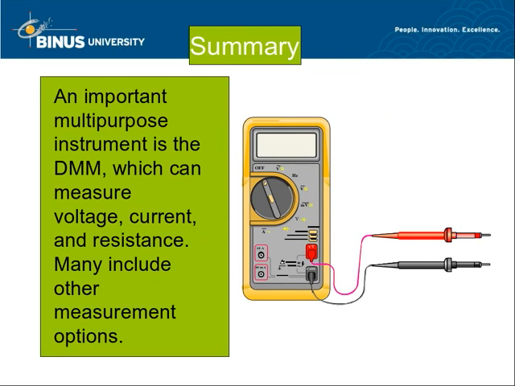Next, we study about the multi-purpose instrument, which is the digital multimeter. Here we can measure voltage, current, and resistance, which we have just studied, and other functions such as continuity of a diode, or some multimeters have the capability to check transistors directly.